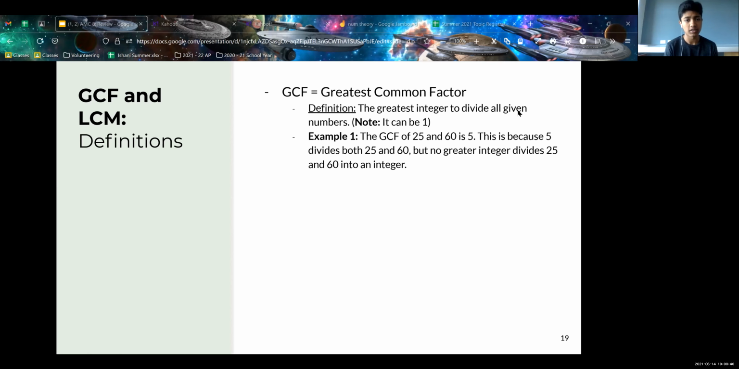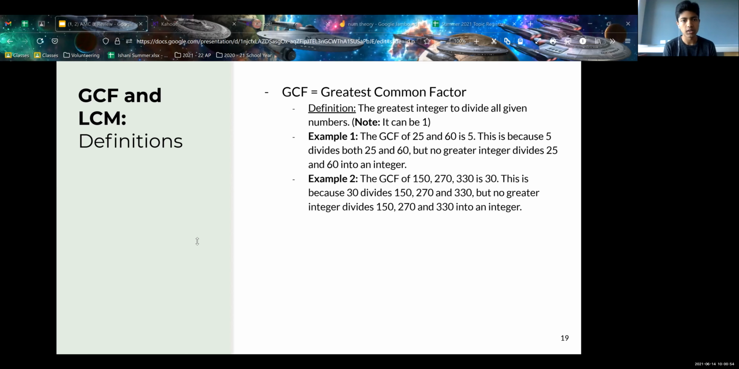Here's another example. If we have 25 and 60, the GCF is 5 because 5 divides into both 25 and 60, and no number greater than 5 would divide into those numbers. Another example is the GCF of 150, 270, and 330. It's going to be 30 because 30 divides into all of those numbers, but no number greater than 30 divides into those numbers.